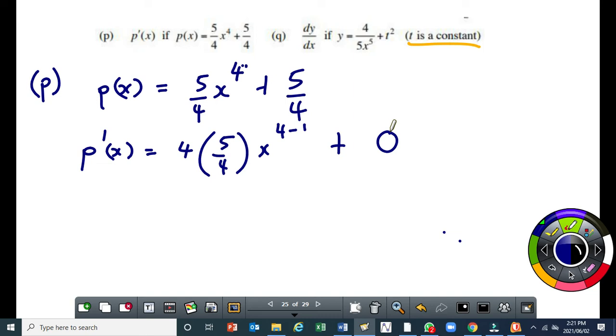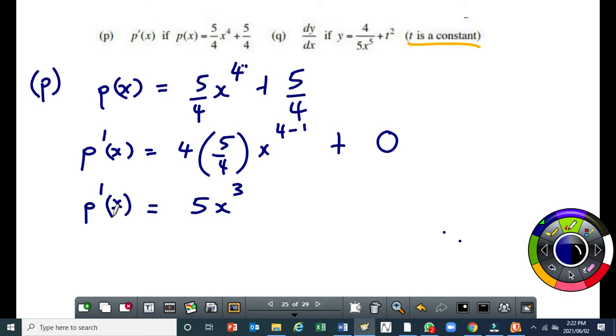Okay. So this will be equal to, now here, if you multiply 4 by 5, you get 20. Divided by 4, you get 5. Or you can cancel out this 4 and that 4. So you get 5x cubed. That's the derivative. The 0 obviously is just a placeholder. Okay? Are you following that? Yeah, this is the answer.